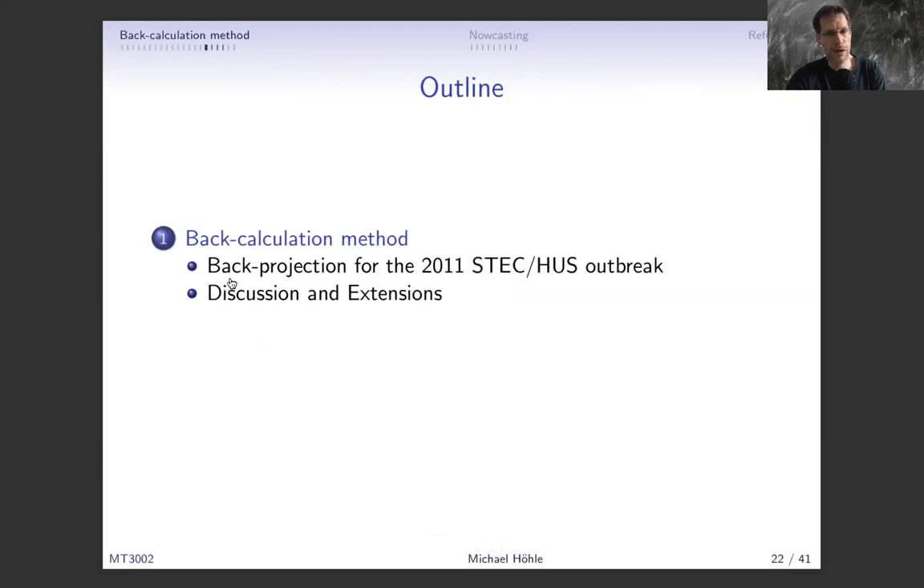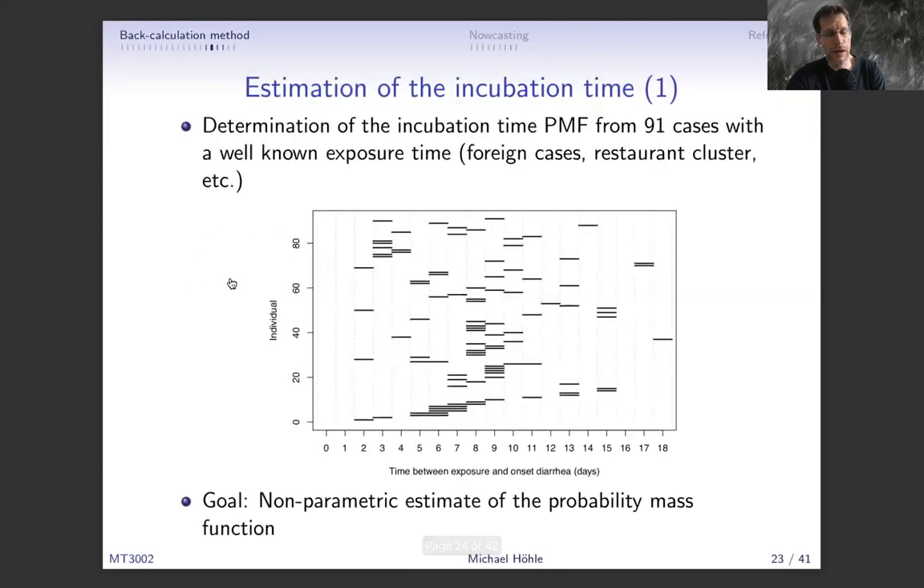Just to show this, here is how we did this during the STEC outbreak. In order to figure out the incubation time distribution, we got cluster data from 91 cases with a well-known exposure time, which typically was an interval. So that would be for example a cluster. Each individual is one line in this graph here. There are 91 cases altogether. And this would be, for example, the days they were in Germany.